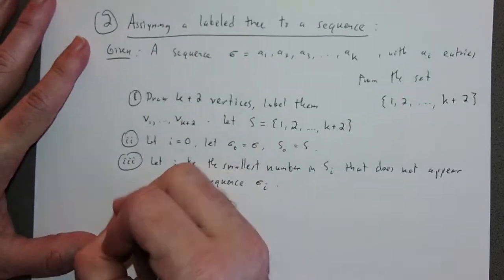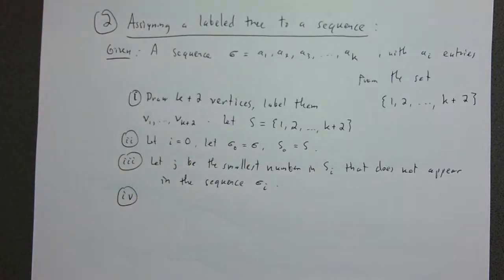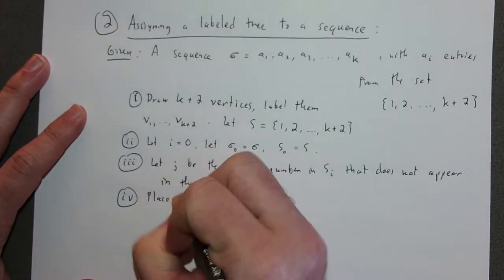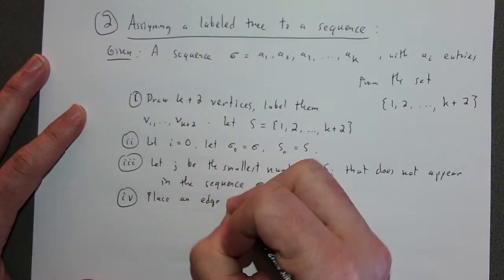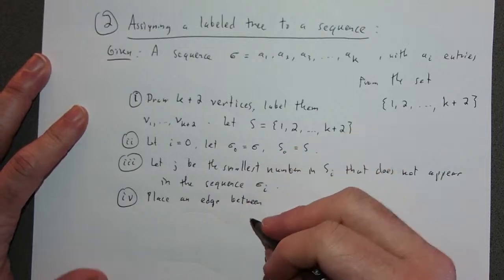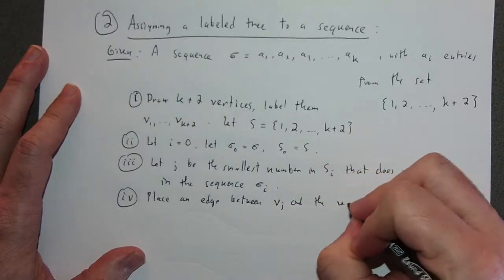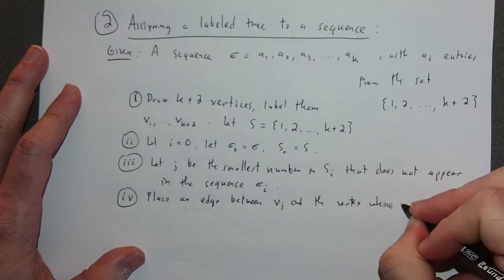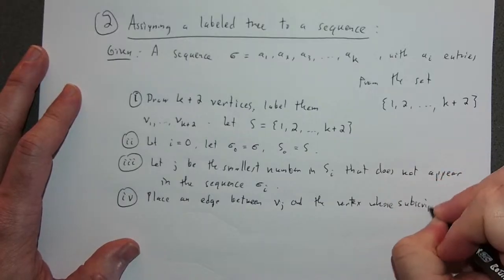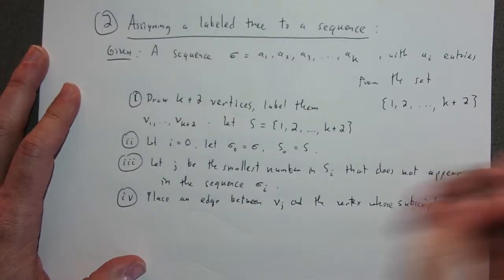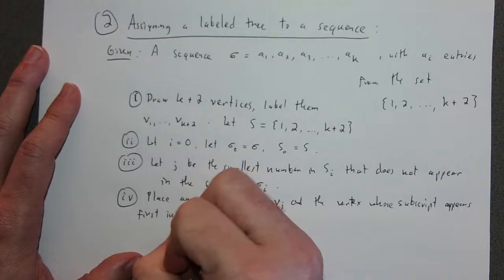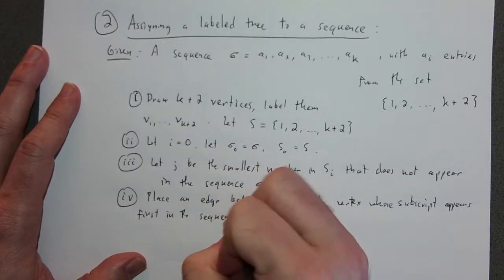Okay. Once I have identified that J, then I need to place an edge between the vertex V sub j and the vertex whose subscript appears first in the sequence sigma I. So place an edge between V sub j and the vertex whose subscript or index appears first in the sequence sigma sub I.